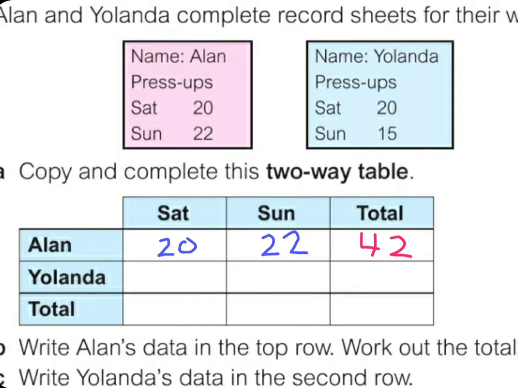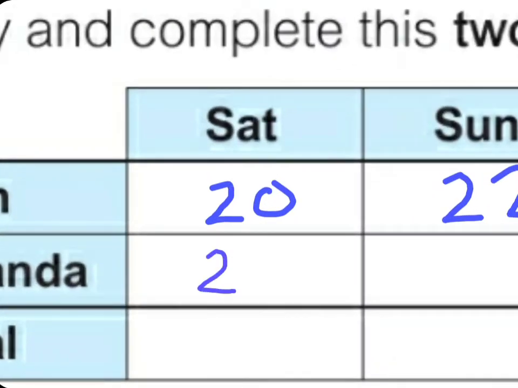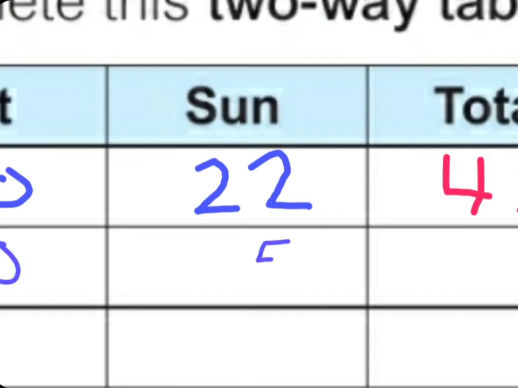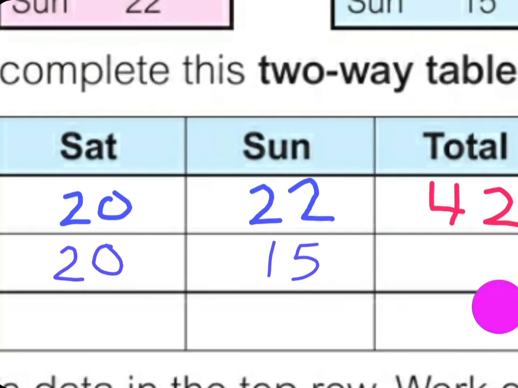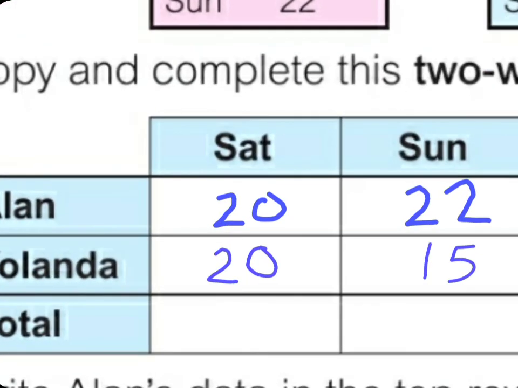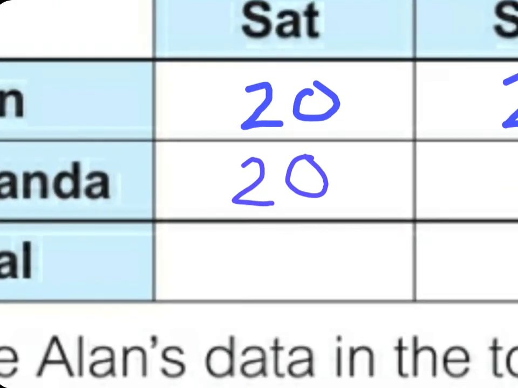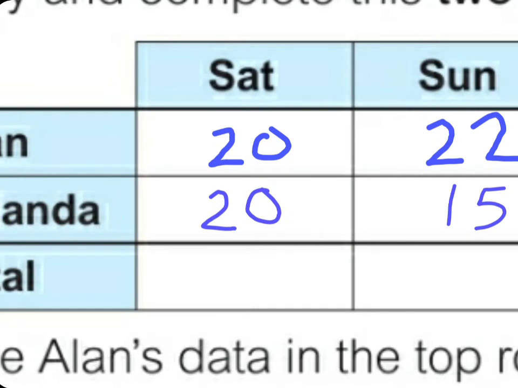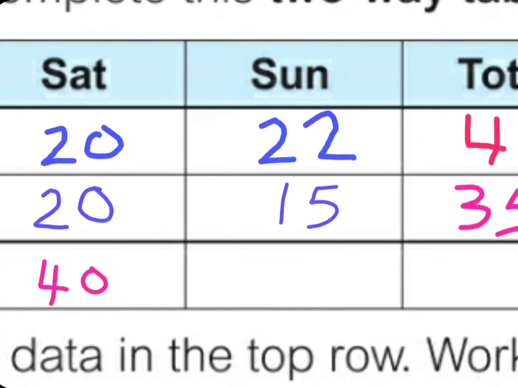Yolanda on Saturday has 20, so we put 20. And then on Sunday she has 15, so we put 15 here. And when you add them together, you will get, very good, 35. And then when you add Saturday together, you'll have what? You'll have 40. Good job. And when you add Sundays together, you'll have 37.